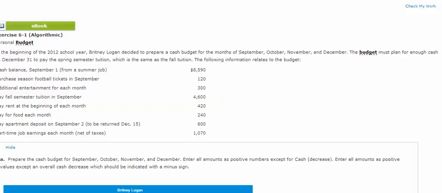We purchased some season football tickets in September for $120. Additional entertainment for each month is $300. Pay for the full semester tuition in September is going to be $4,600, so we'll have to pay for our tuition. Our rent paid at the beginning of each month is $420. Our food each month is $240. The apartment deposit on September 2nd to be returned December 15th will be $600. And we have a part-time job each month, net of taxes, of $1,070. In other words, our take-home pay.